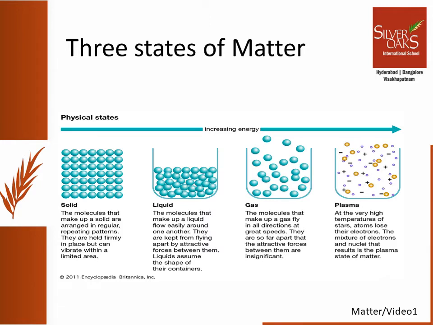Let us discuss the 4th state of matter called plasma. Naturally, this state exists in stars. At very high temperature, gaseous atoms lose electrons and become a mixture of free moving electrons and their nuclei. This is called plasma. There is a fifth state of matter also, called BEC, Bose-Einstein condensate. I would like you to find out more about it.